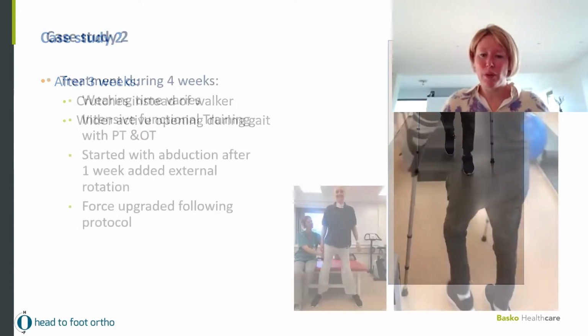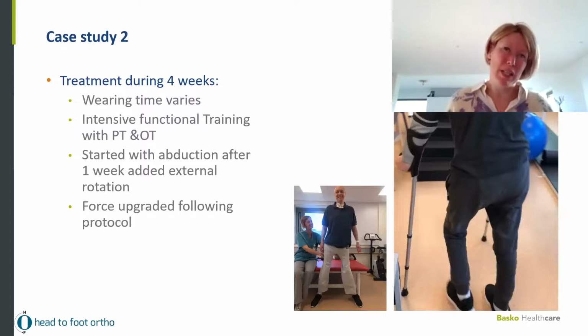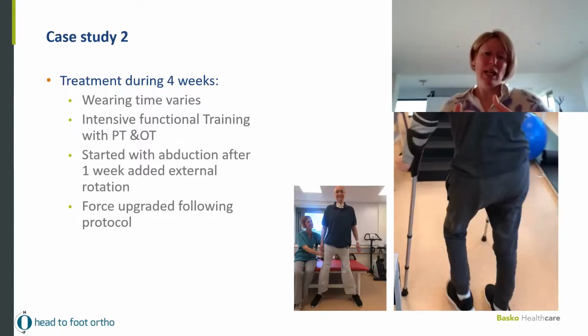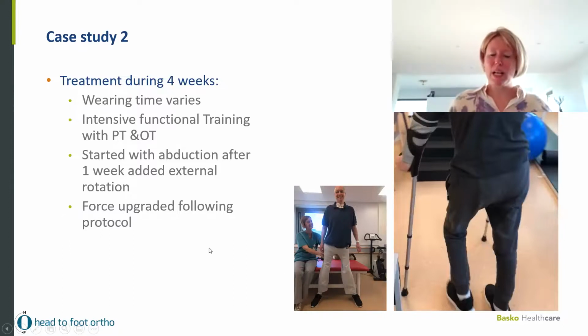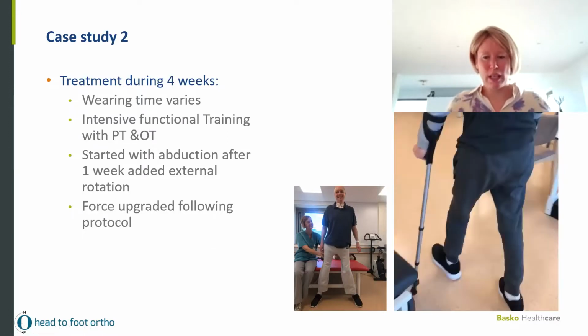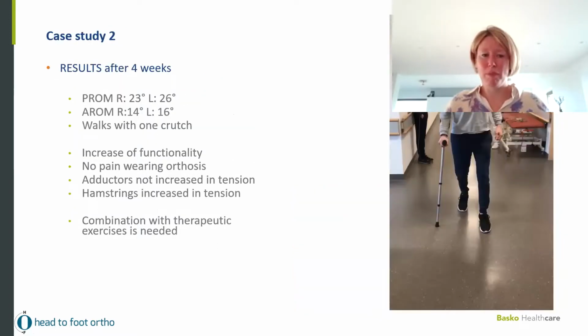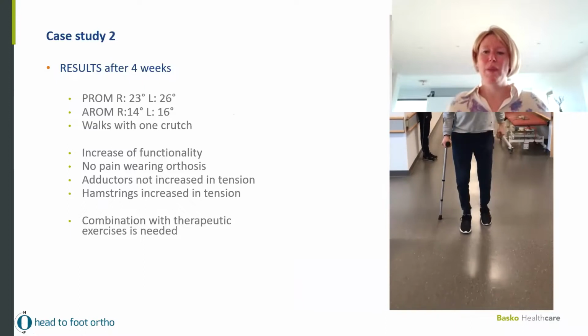And if we go further on, after 4 weeks, and it goes really fast, he was already treated by PT and an OT, but they needed something more. And this is, I think, the missing link in the whole treatment. So in only 4 weeks, he was really able to have that opening real wide. He did that actively, and he was able to walk with, in this case, still two crutches, but with one crutch as well.